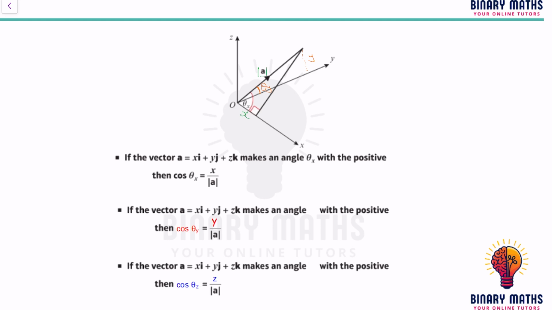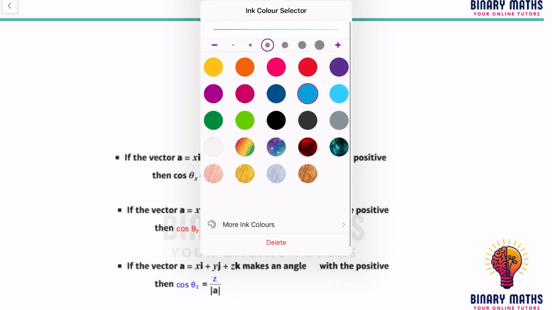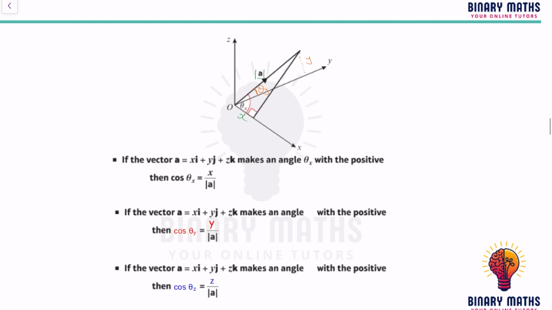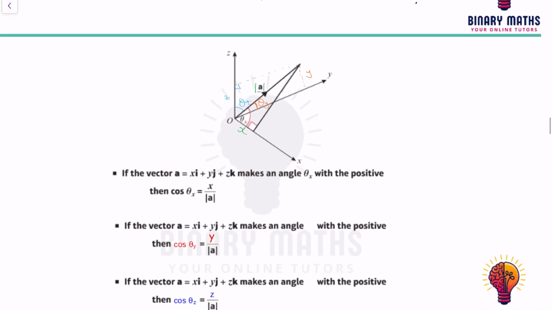In a similar way, if we look at z, so if we think about the z, so this is z, and this is theta z, right angle triangle. Again, we've got adjacent and hypotenuse. So cos theta z is equal to z over the magnitude of A.